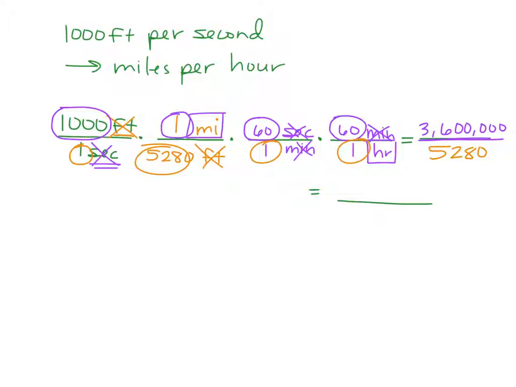Did I multiply something funny? Oh, I did 1,000, and on here I did 100. Okay, sorry. So when you divide that, that comes out to 681.8 if we round to the nearest tenth. So it would be 681.8 what? Miles per hour.